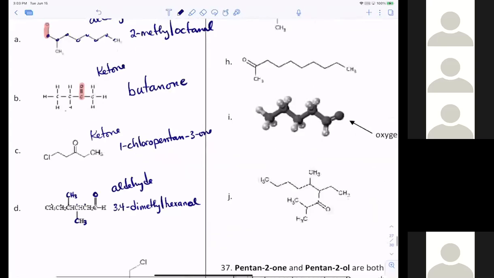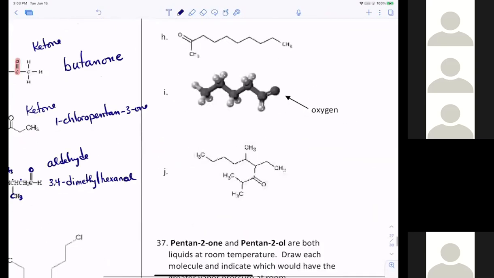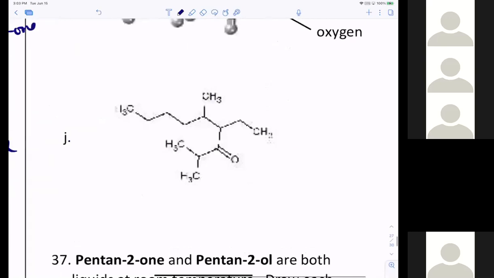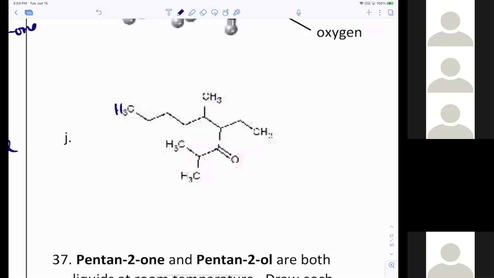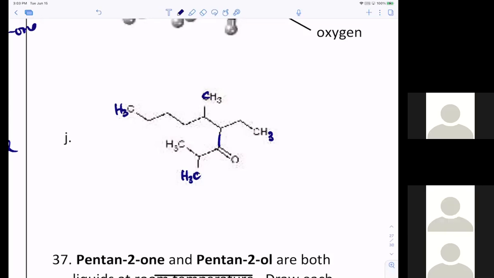How about, well, I should do one more. How about J? Looks a bit funky. So this is a H3C, CH3, H3C. I think the rest of that is visible. So what is that? Is that an aldehyde or is that a ketone? Ketone. That's a ketone, yeah.